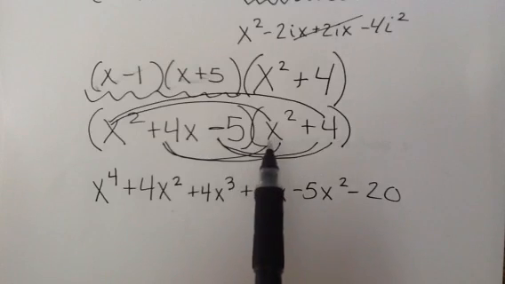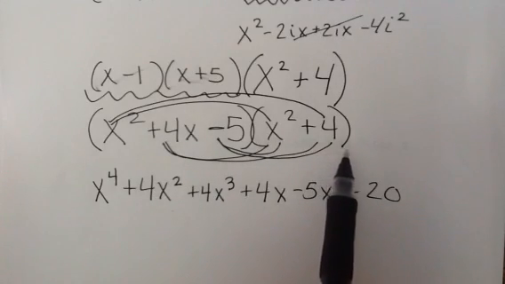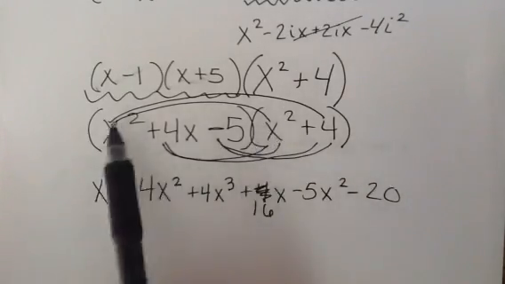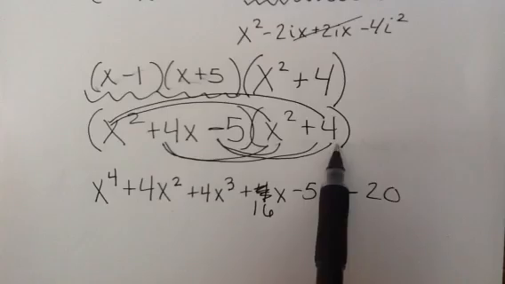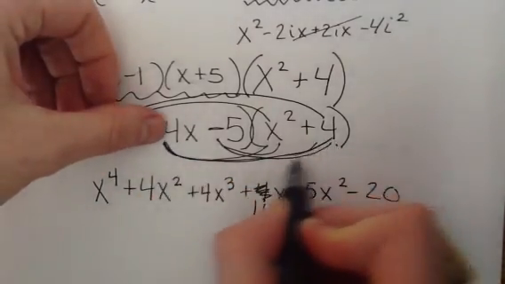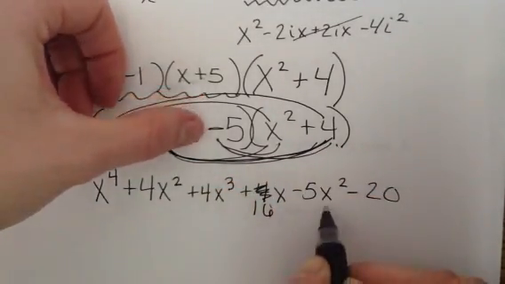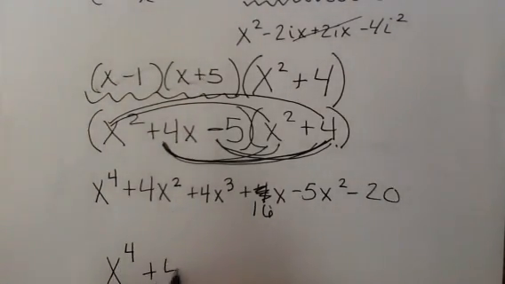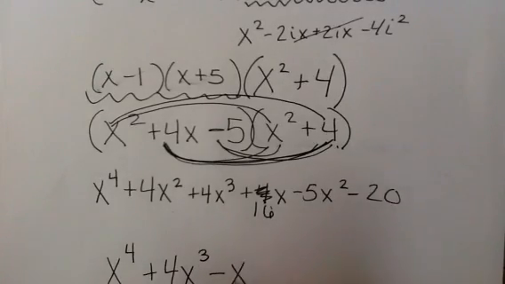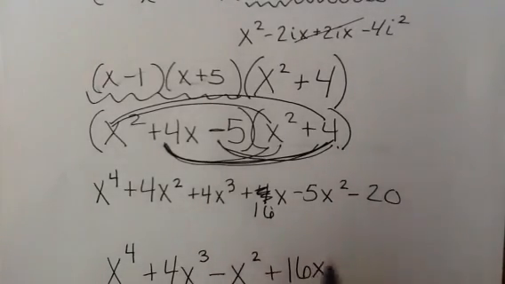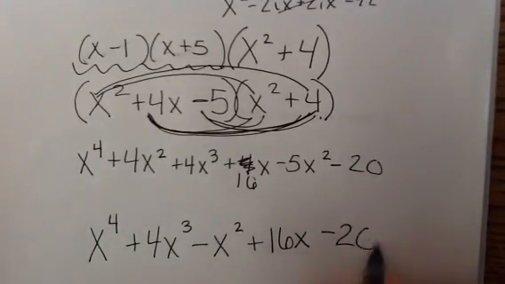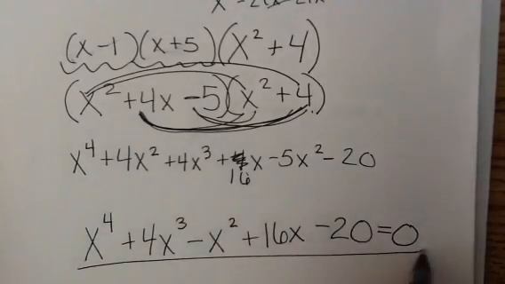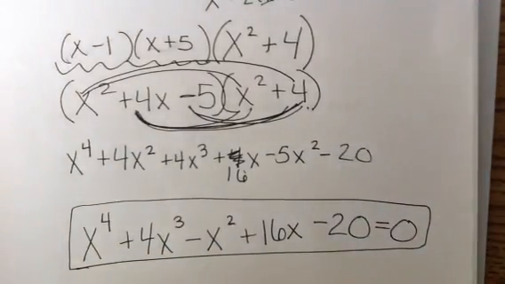Double check my work here. Should be 16 x squared. Yes, this should be 16. Sorry, it was 4x times 4. Should be 16x. Then minus, yep, now I'm okay. So I have x to the 4th. Then I have my x to the 3rd. My x squareds, combine those. My 16x, my negative 20. And then don't forget, all of this equals 0. That's what's making it an equation, so you have to have that part of it.